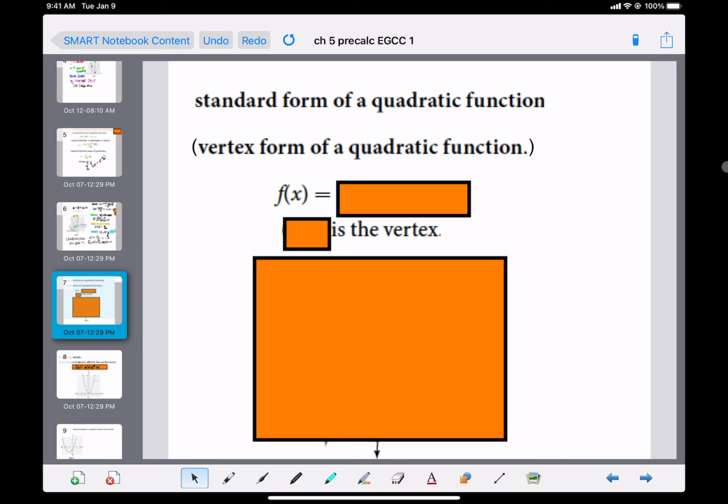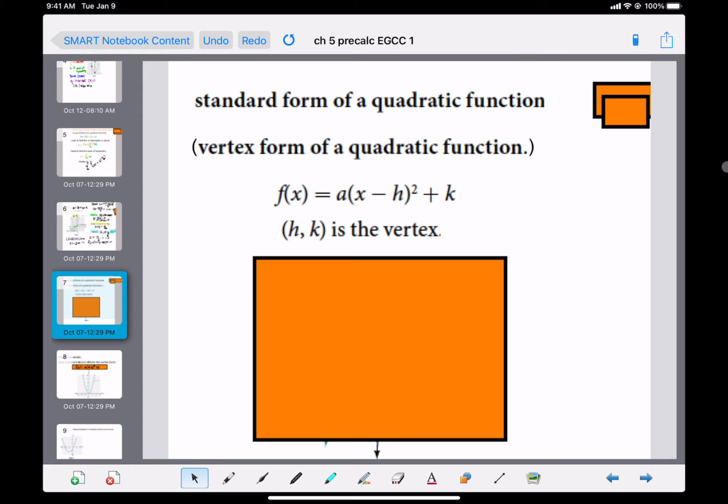The standard form of a quadratic function is also called the vertex form. Now, the vertex form will feel more comfortable. It looks more like what we did in chapter one with our parent functions. And it's a times the quantity of x minus h squared plus k. And remember, (h, k) is our vertex.